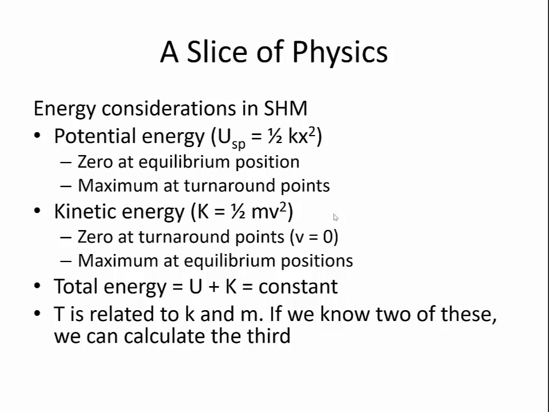So in this video, we saw that potential energy, which is given by 1/2 kx squared, is 0 at the equilibrium position and its maximum at the turnaround positions. We saw that kinetic energy, which is 1/2 mv squared, is 0 at the turnaround points because velocity is 0 momentarily at those points. It's maximum at the equilibrium position. And then we saw that the total energy, which is the sum of those two, is a constant, which gave us this useful expression between T, k, and m, and T or f do not depend on a.